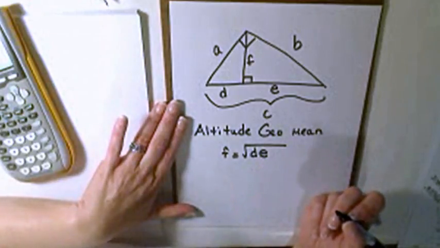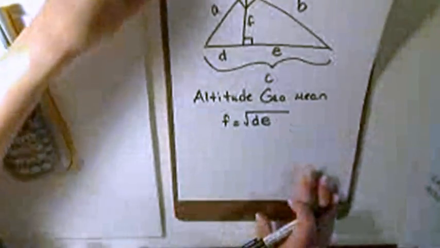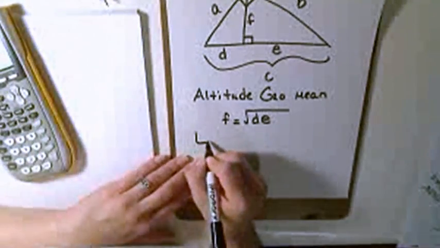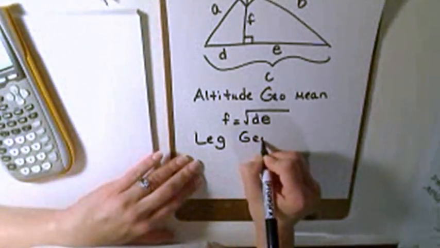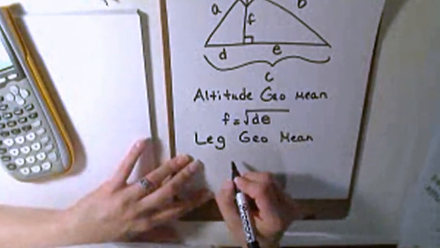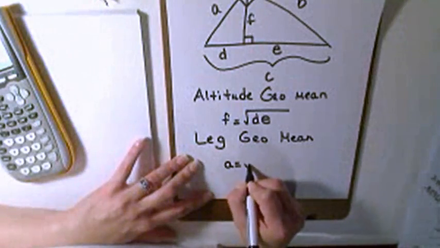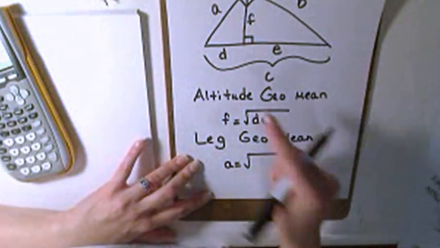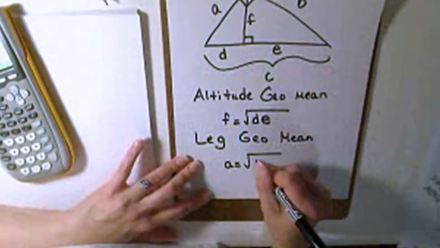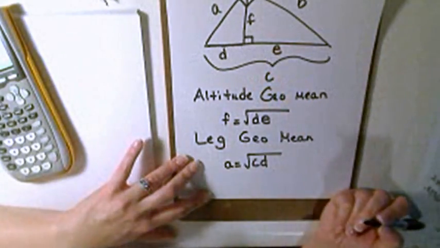So we're going to end up with that. Then the other one says each leg is the geometric mean. So the leg is the geometric mean. In this case, let's use the leg of A, between the length of the entire hypotenuse, C, and the segment of the hypotenuse adjacent to that leg, D.